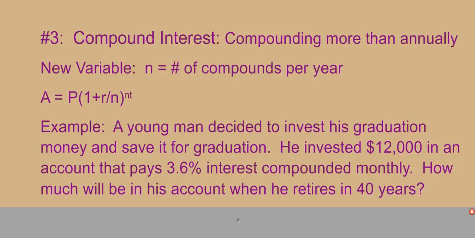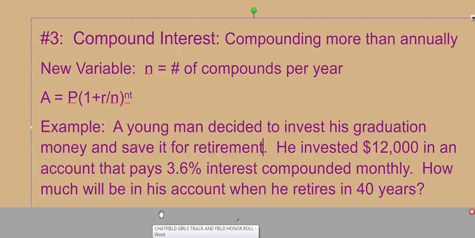So you see our formula here. It has a new variable in it. There's an n in this. An n simply means the number of times it's going to compound in 1 year. So if it's monthly, n would be 12. If it's quarterly, n would be 4. Daily, n would be 365. So let's look at an example of this.